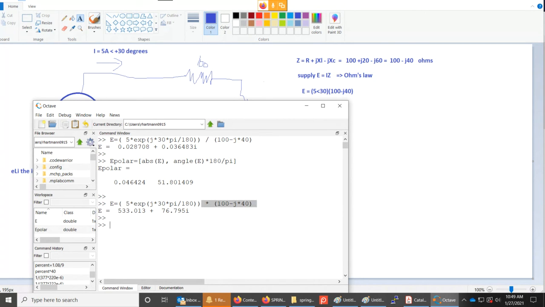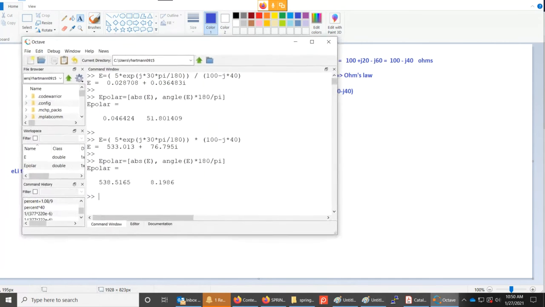Okay. The spaces around this don't matter. I spaced them out to make it a little easier to read, hopefully. But notice your parentheses, they do matter. And then times, because it's Ohm's law, it's I. This was the current I, and this is the impedance. So I times Z. And so now I can recall that polar form again, and I get 538.5 volts at an angle of plus 8.2 degrees, 8.20 degrees. Right?